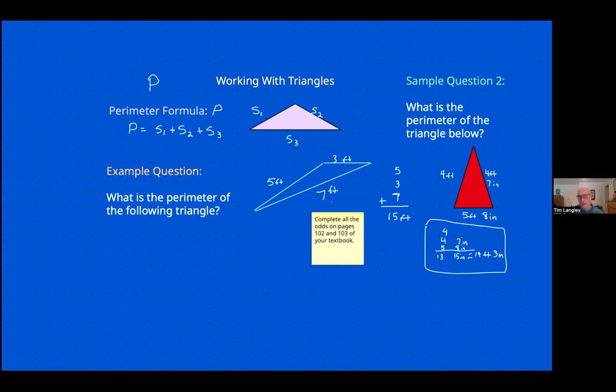Okay, 3 inches. I want you to do the homework, just the odds on pages 102 and 103, and then we will jump to your next slide. Okay, next slide here.